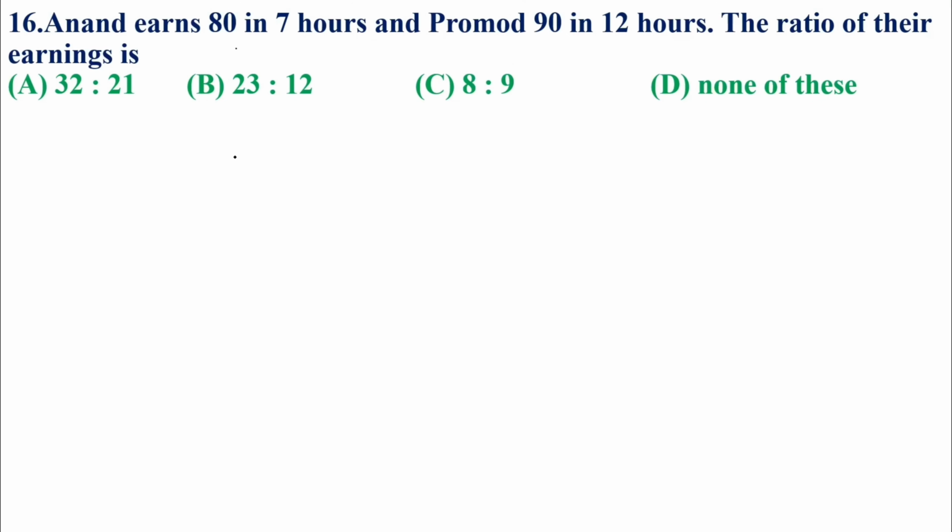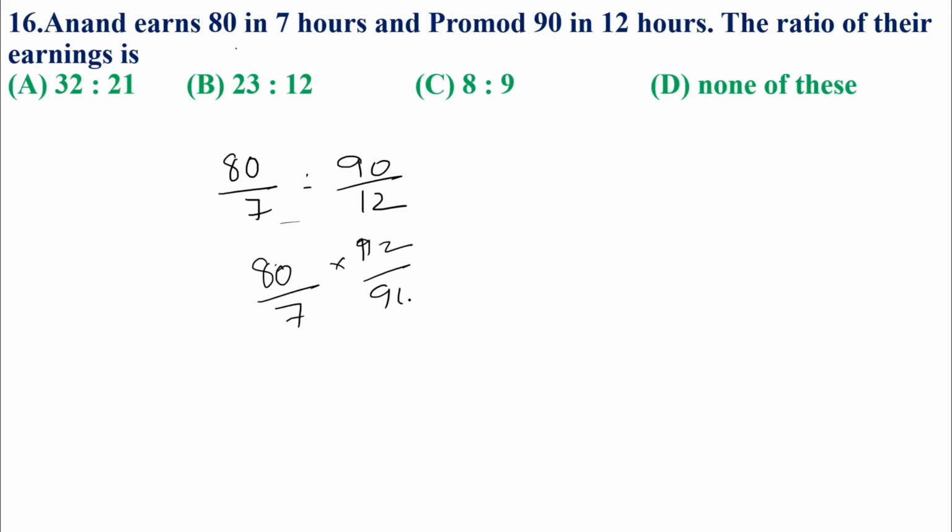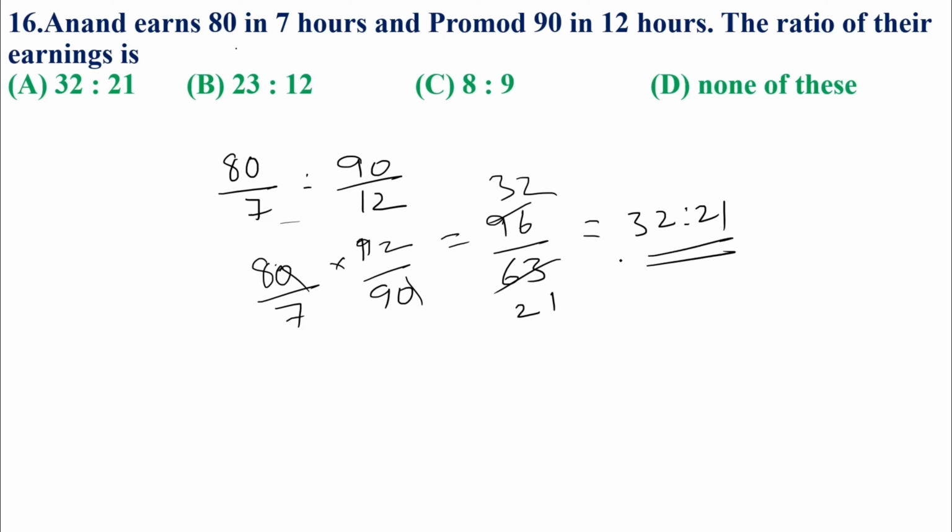7 hours, 80 rupees per hour. How much? 80 by 7 is to 90 by 12. This way, 80 by 7, 12 by 90. So 32 is to 21 is the answer.